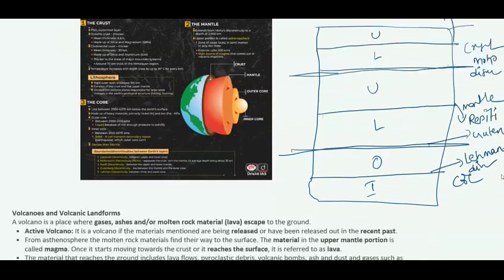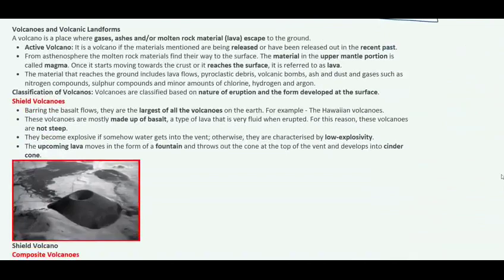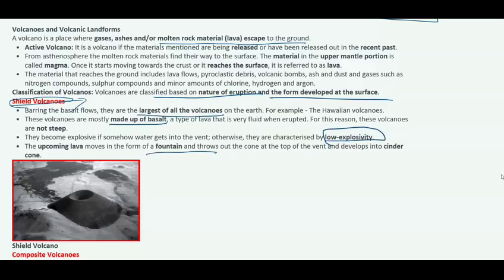Okay, let's move on to volcanoes and volcano types. A volcano is a place where gases, ashes and molten rock material escape to the ground, and it is further divided into different types based on the nature of the eruption and the form of the surface it develops. Shield volcanoes form like a shield at the top. They are the largest of all the volcanoes and are made up of basalt. They are not very explosive, they are very low explosive in nature, and they form like a fountain while they throw hot material outside the earth.